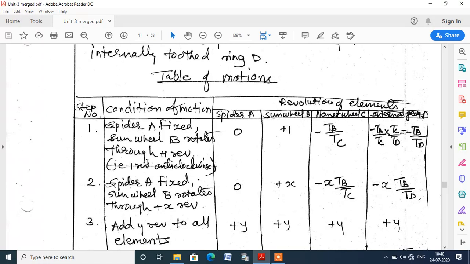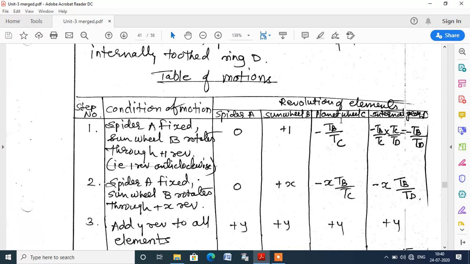Okay. Right on. Step number 1. So our standard procedure: arm is fixed, spider A is fixed, and sun will be rotated through plus 1 revolution. Plus 1 revolution means 1 revolution. Okay. So it is fixed means revolution is 0. Sun will be plus 1.